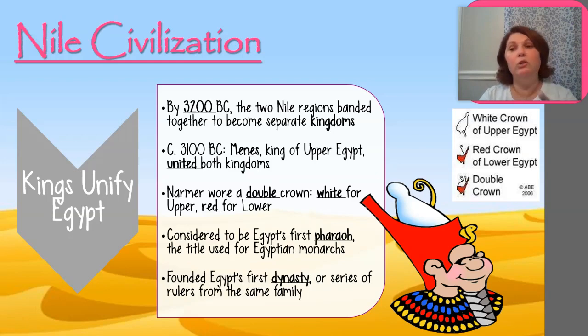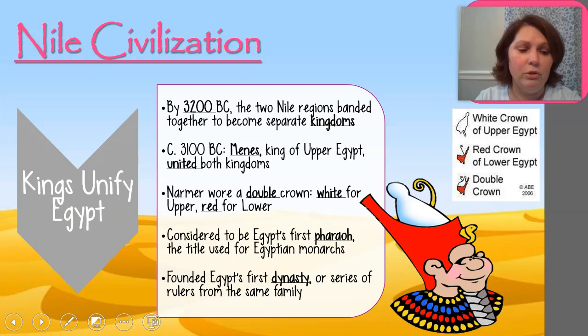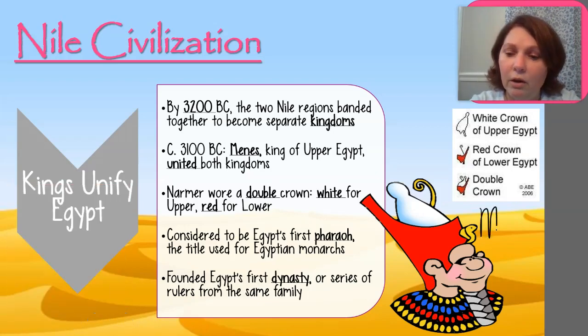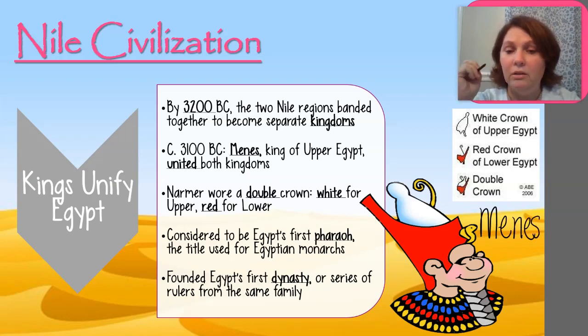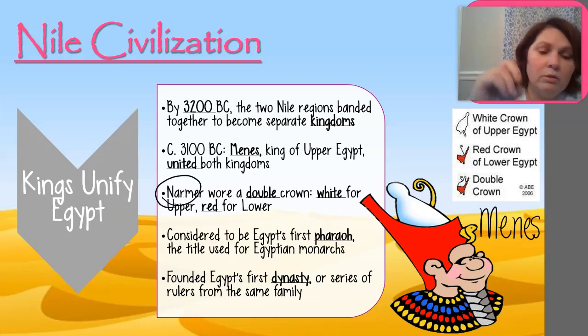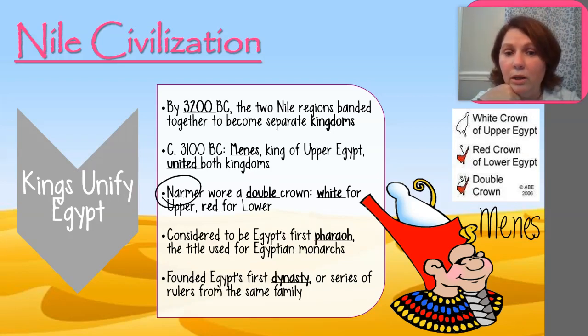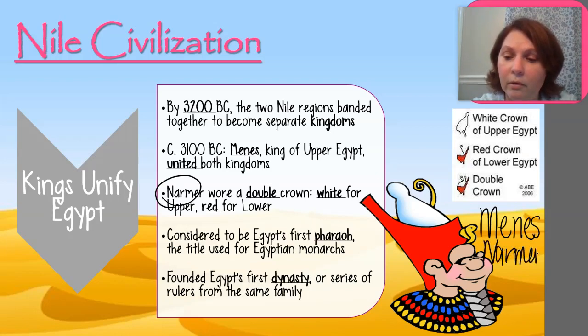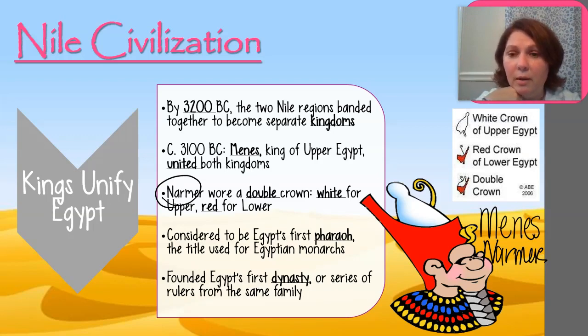Now, Menes has two names, and this is sometimes a little confusing. So what I need for you to do is you are going to write in Menes over here next to our little guy, Menes. Now, that's his Egyptian name, but Narmer is what they called him in Greek. So he has two names, Narmer and Menes. You need to write both of these down on your paper, and they are the same person.